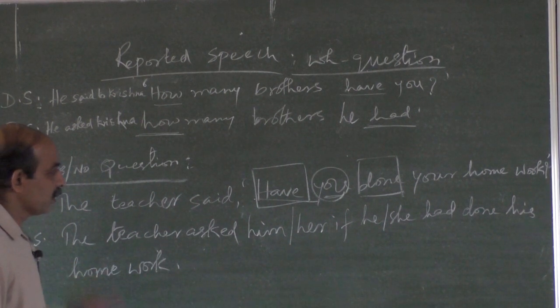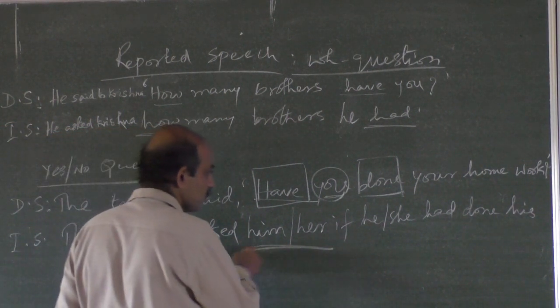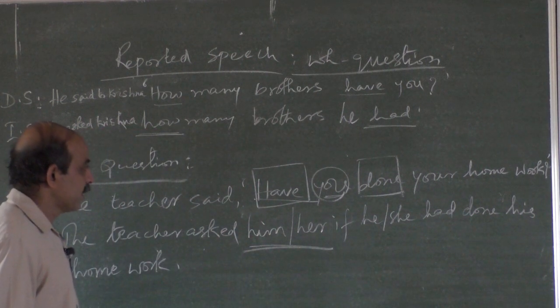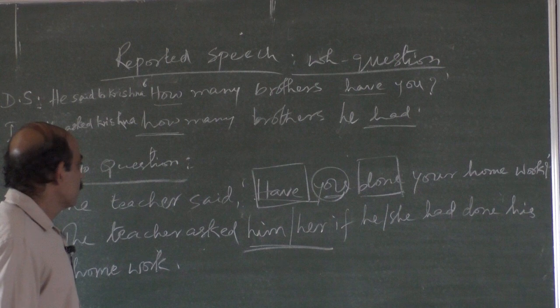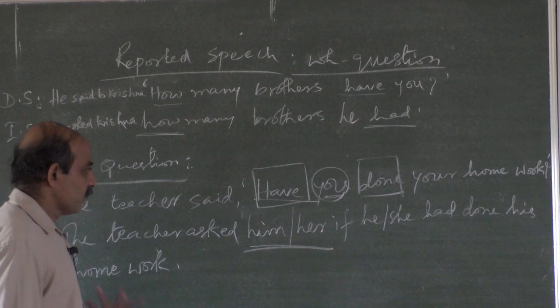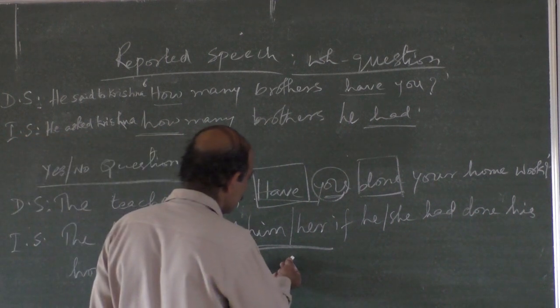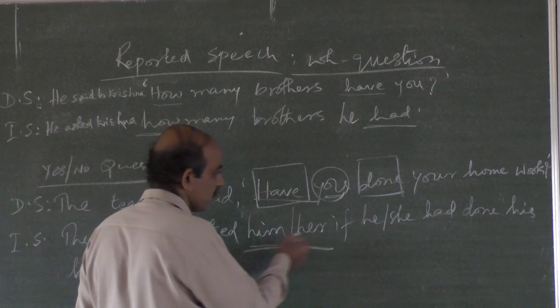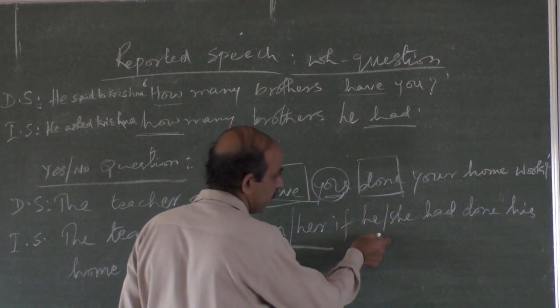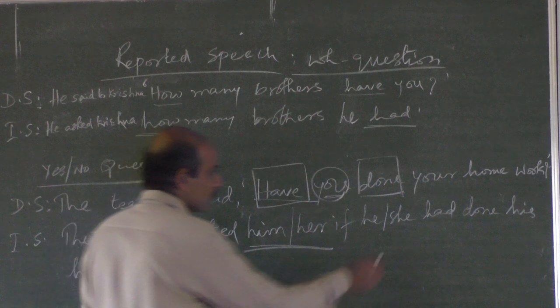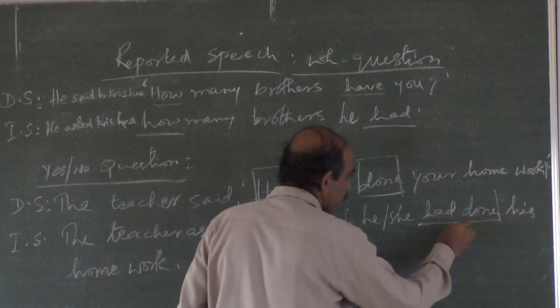The teacher asked him or her, I have written both because it could be a question that has been asked to a girl or a boy. If you write him only, there is no problem. Both are possible. That's why I have written both pronouns, the objective case pronouns. If he or she had done his homework, past perfect tense, helping verb, main verb.